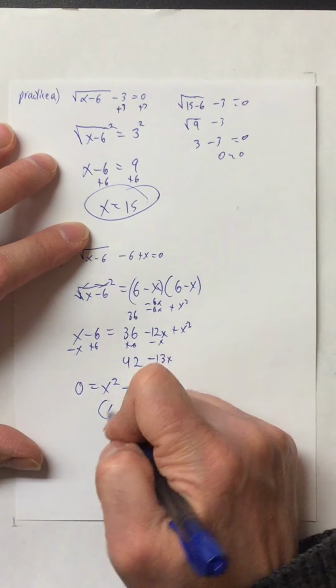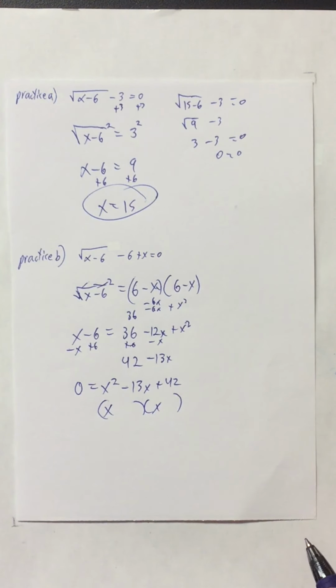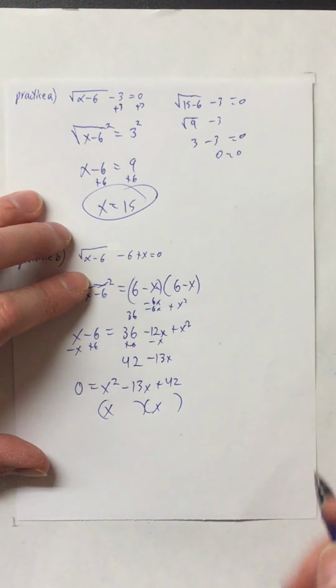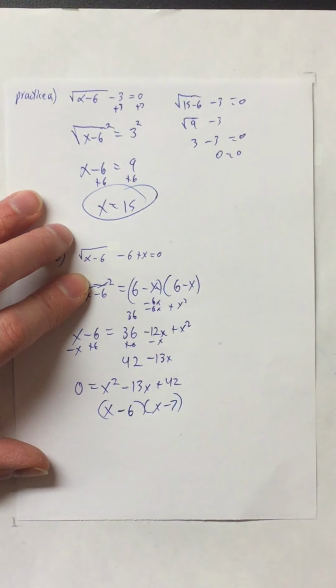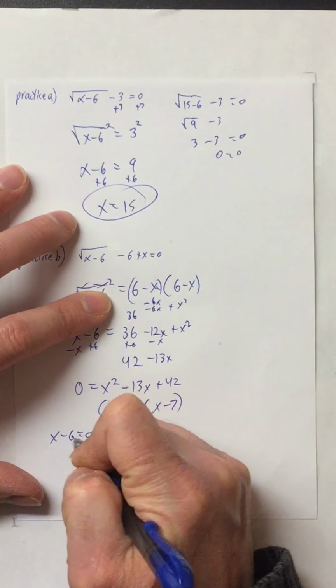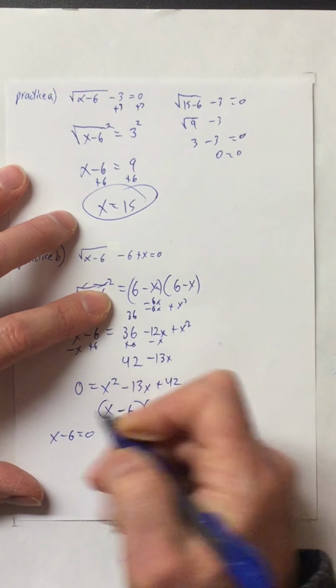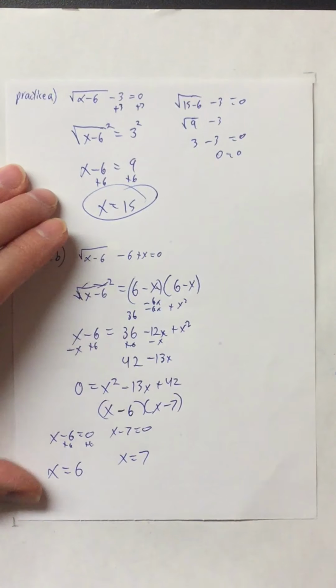All right, can we factor that? We should be able to. All right, two numbers when multiplied together give me 42, and when added give me 13. We're going with negative 6 and negative 7. Negative times negative makes it positive. There we go, added. All right, we've got it. Okay, then we can separate those out. x minus 6 equals 0 and x minus 7 equals 0. So we're going to add, x equals 6 and x equals 7.